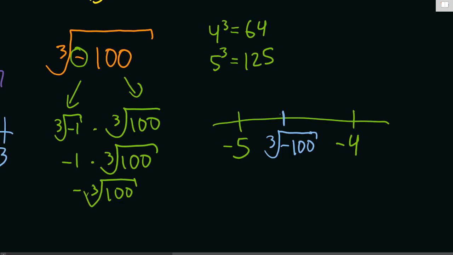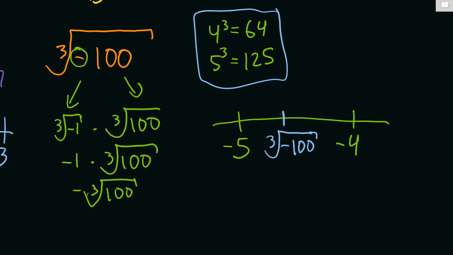And you can do this for higher degrees as well. If you have a fourth root or a fifth root, you can do the exact same thing. It's just a little bit more work to find your perfect fourth powers and perfect fifth powers, but you could do it. And another thing to keep in mind is if it's an even degree, like a square root or a fourth root, you can't have a negative inside. Negatives inside only make sense if your degree is odd.